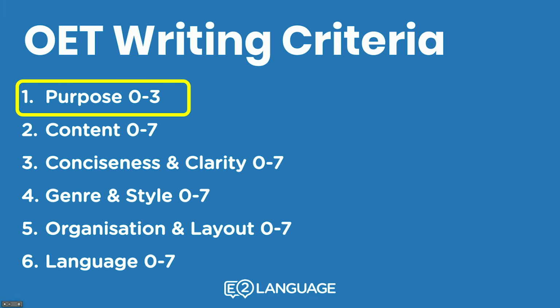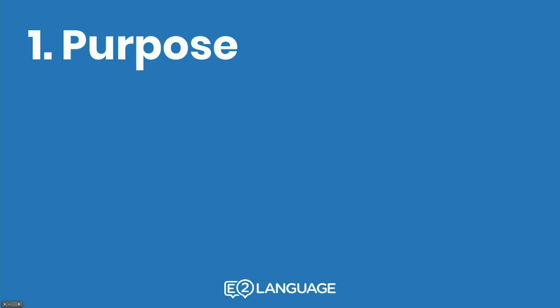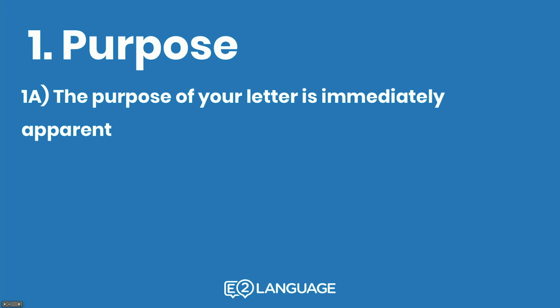Let's look at purpose first. This is scored from 0 to 3. How we're going to do this is we're going to use a model letter from the official OET website. This is a very high quality model letter, so let's use this as our example and think about purpose. The first part of purpose says the purpose of your letter is immediately apparent.